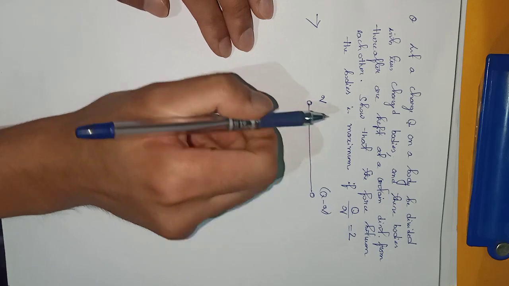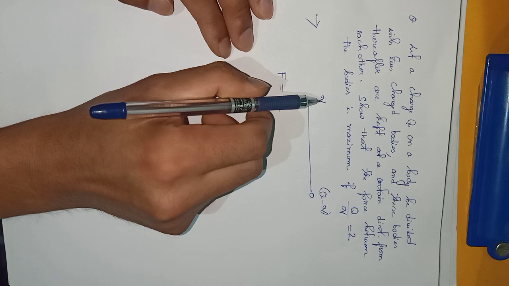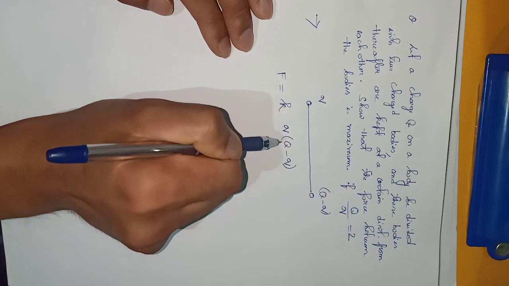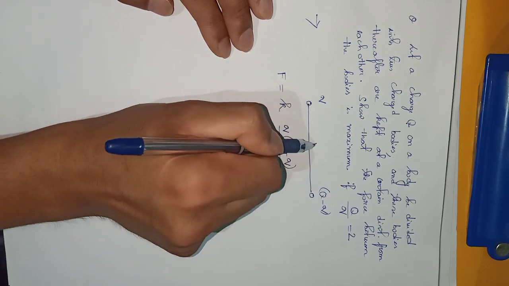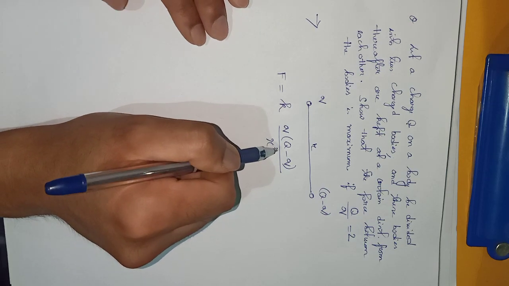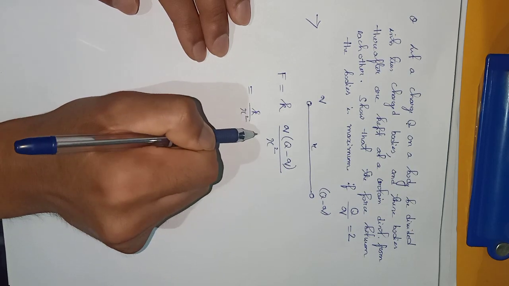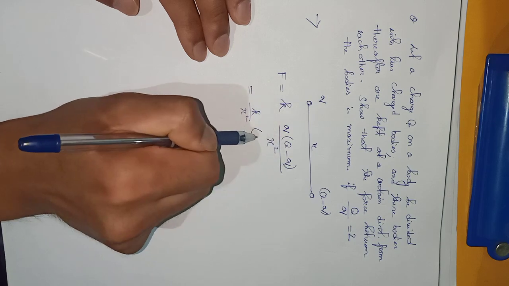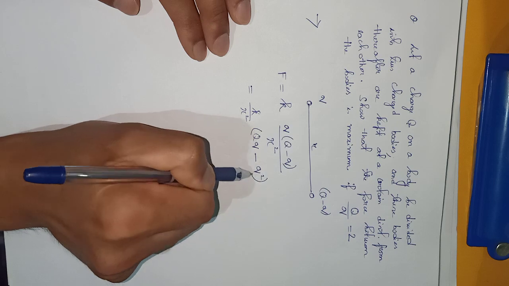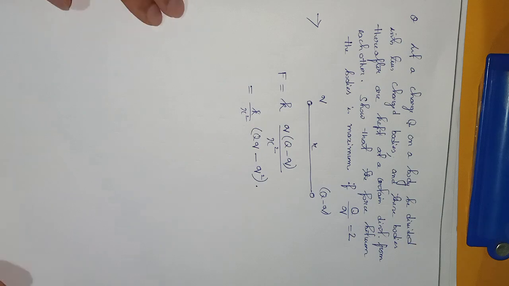Now from Coulomb's law, we have F is equal to K times the product of the charges, that is q into (Q minus q), divided by r square, if the distance between them is r. We can rewrite it as K by r square, (Q into q minus q square). Now we will differentiate it with respect to small q.